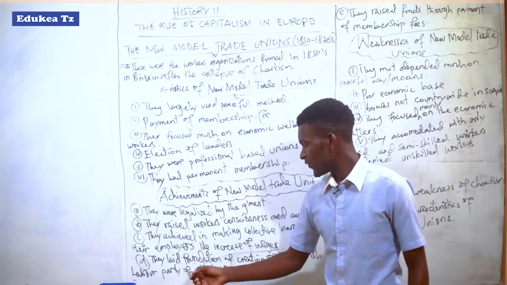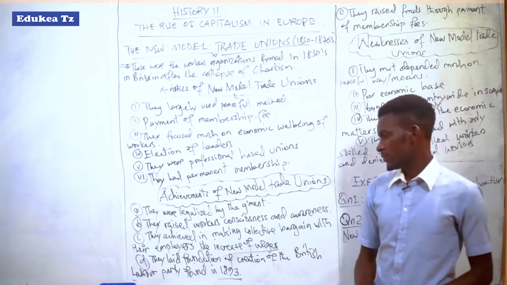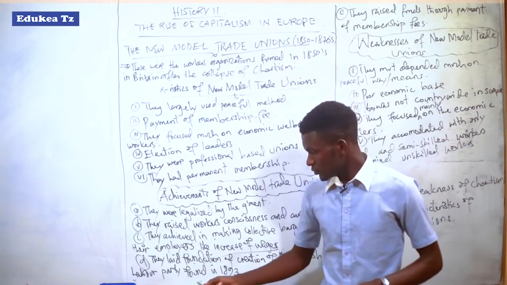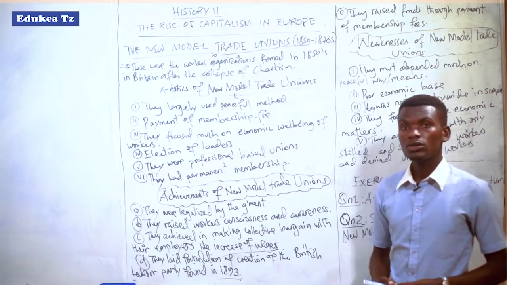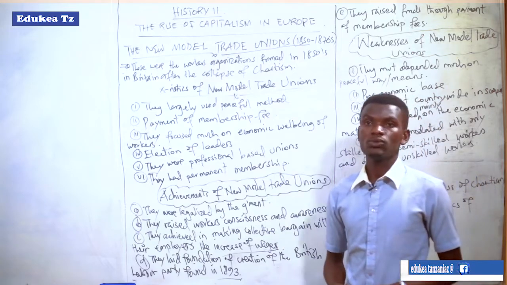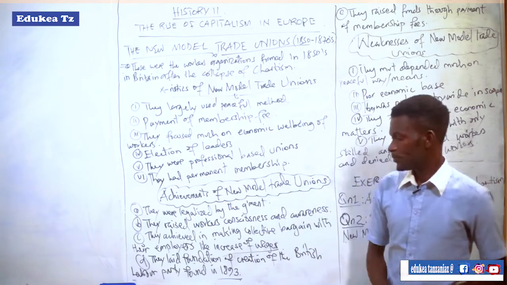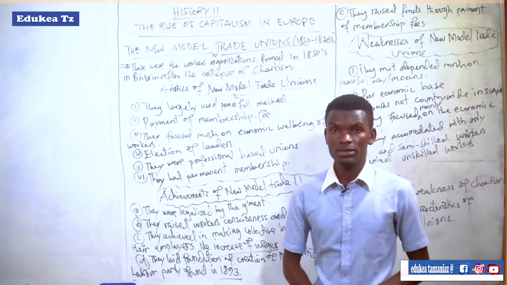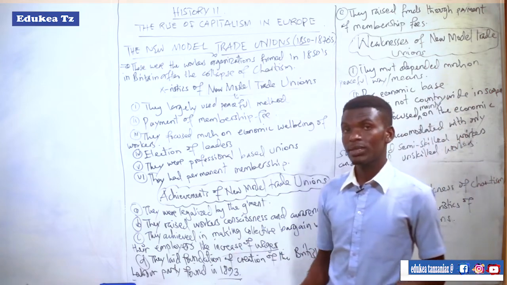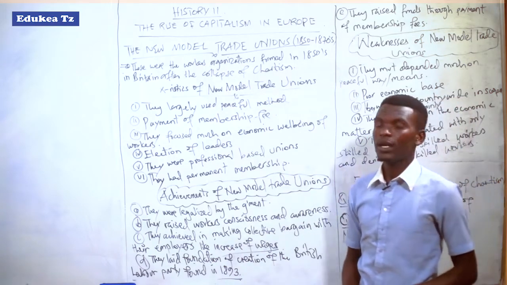Another was they laid the foundation of the creation of the British Labour Party, formed in 1893. It means that the new model trade unions were the major factor that laid the foundation of the creation of the British Labour Party, which is still existing even today in Britain. The Labour Party, a political party in Britain, was formed in 1893. So that was the result of new model trade unions, which were formed in that period of time.